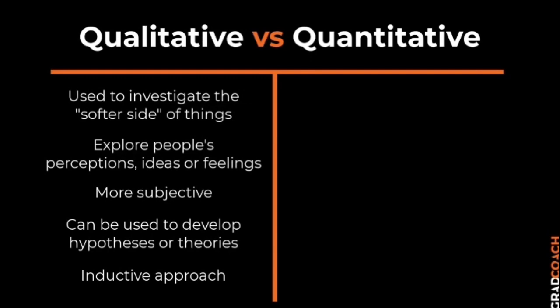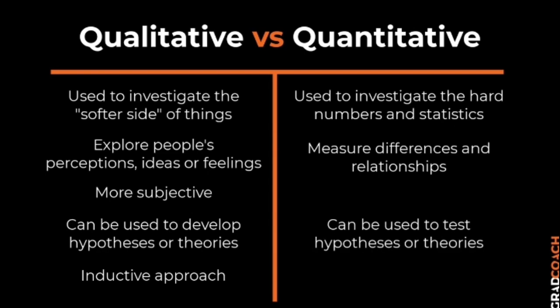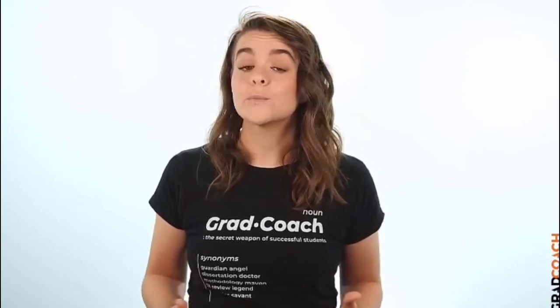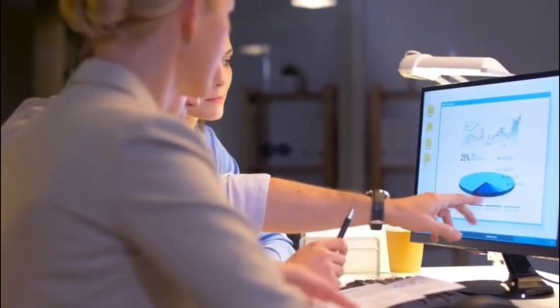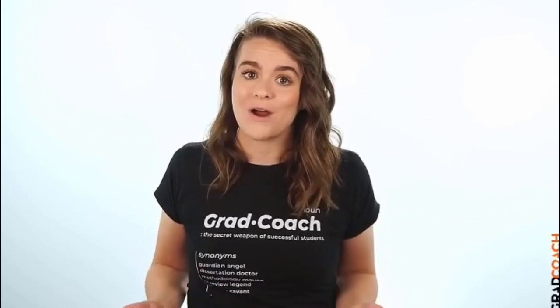Contrasted to this, quantitative research focuses on the hard numbers. Typically, quantitative research is used to measure differences between groups and/or relationships between variables, as well as to test hypotheses. Therefore, it is more objective in nature and takes a deductive approach. For example, you could use a quantitative approach to measure what percentage of people prioritize price or any other variable when choosing a laundry detergent. You could also assess how this percentage varies between neighborhoods, cities, or different demographic groups.